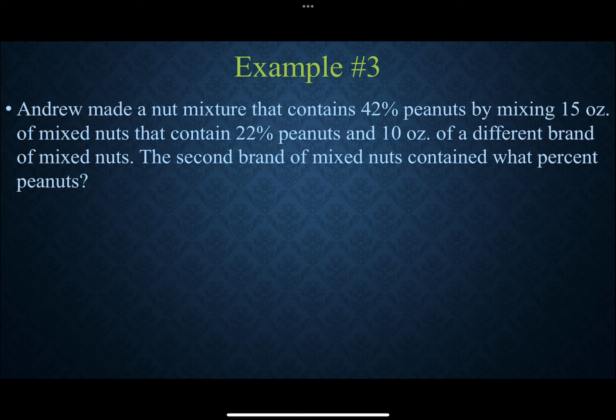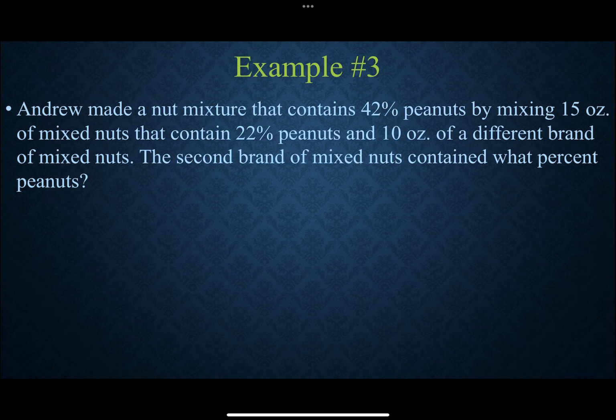So another possibility is we don't know the individual percentage for one of the mixtures. They tell us Andrew made a nut mixture that contains 42% peanuts, mixing 15 ounces of mixed nuts containing 22% peanuts and 10 ounces of a different brand of mixed nuts. The second brand contained what percent peanuts?